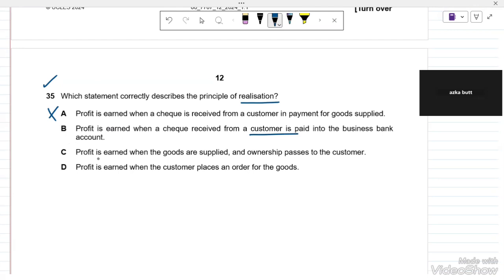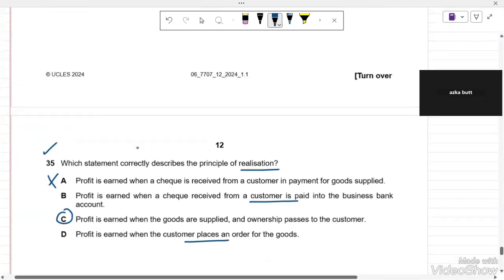So in C part, profit is earned when the goods are supplied and ownership passed to the customer. Okay, so C option seems to be the right option. But now let's read the D part also. Profit is earned when the customer places an order for the goods. No, we cannot realize the sales at that time whenever the customer is placing the order. Whenever we supply the goods and we transfer the ownership to the customer, only in that case will we consider that we have earned the profit and made the sale. So C is the right option because profit is earned when the goods are supplied and ownership passed to the customer.